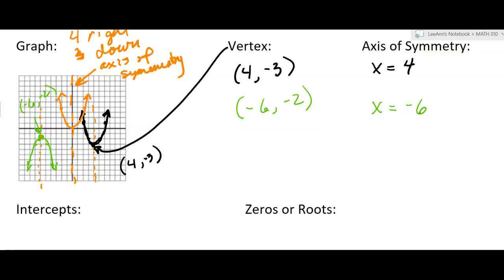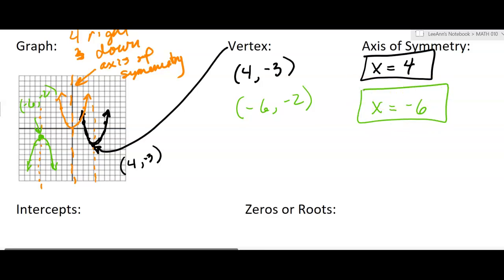But you get this vertical line. So you want to be writing the equation for a vertical line when you do the axis of symmetry. The other thing we talk about is intercepts. So for the orange parabola, the basic parabola, the y-intercept is at 0, 0. And so the x-intercept is also 0, 0 for that one.